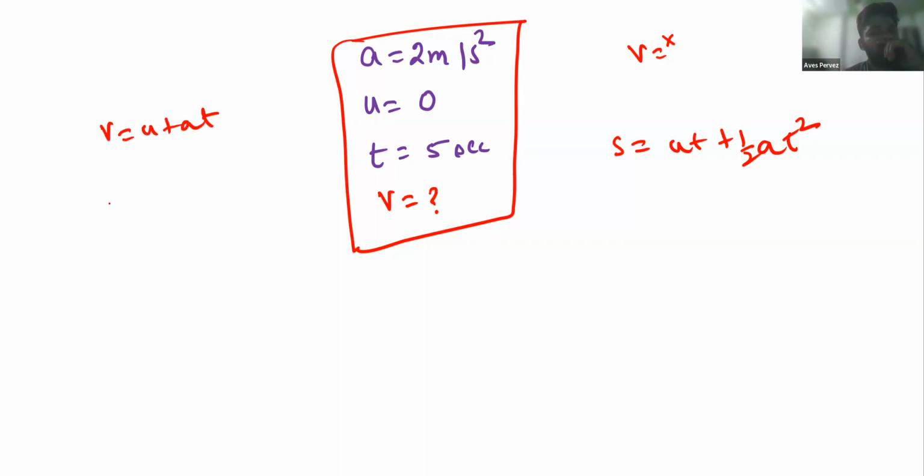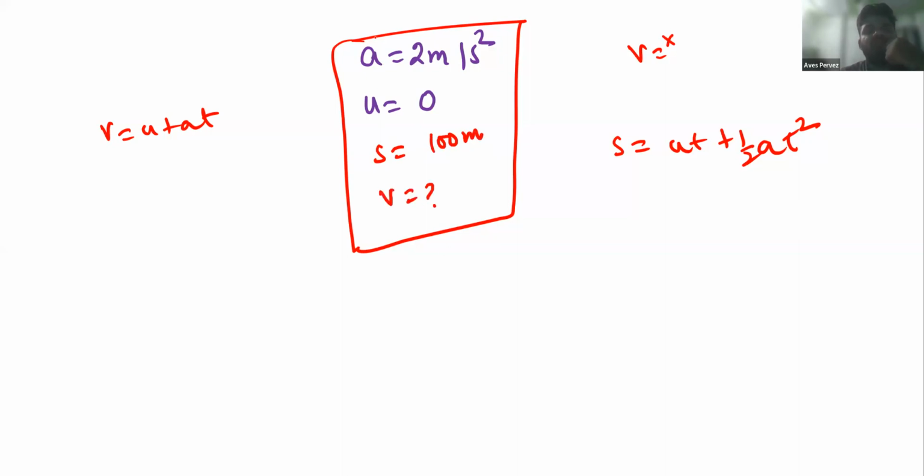Similarly, if V is not given to you here, not being asked, and instead of time, S is given to you. Let an object moving with an acceleration of 2 meter per second square, having an initial velocity, and S is given. What would be its final velocity when the object travels a distance of 100 meter? So what is being asked? Final velocity is being asked.